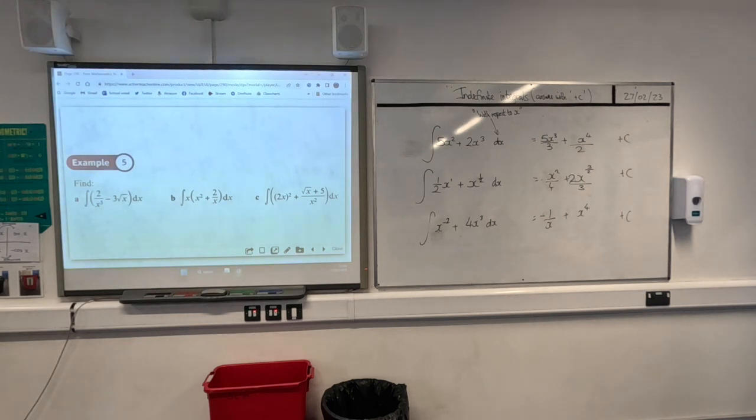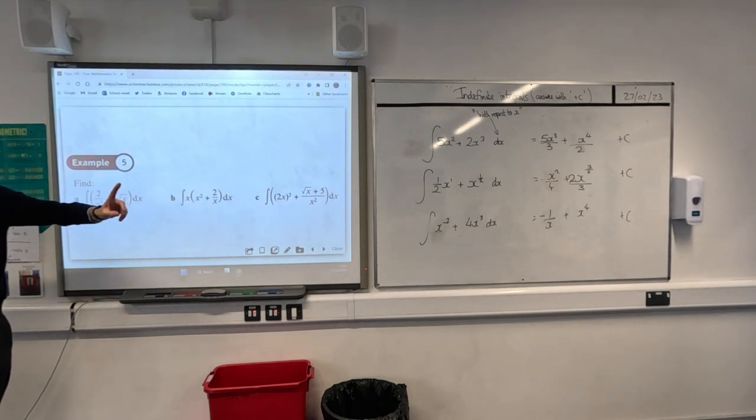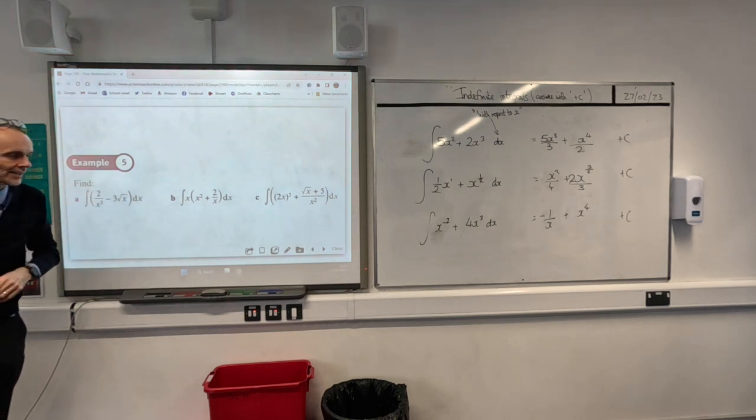So we're just going to lever up the difficulty a little bit. Rewrite this as 2x to the minus 3. Rewrite that as 3x to the half. See if you can integrate that. Just like differentiating, when we integrate, we multiply out any brackets first. So multiply out those brackets and then see if you can integrate that.